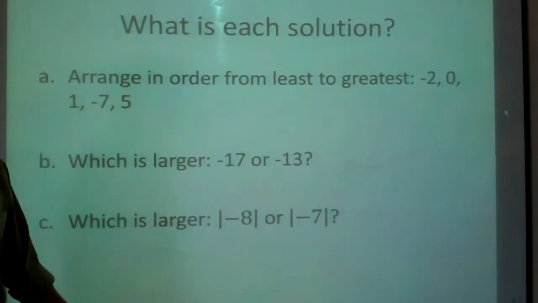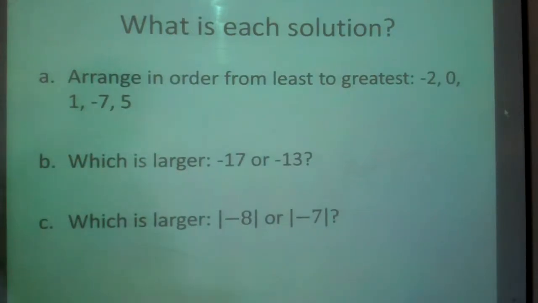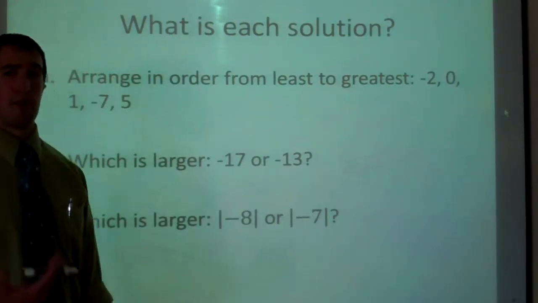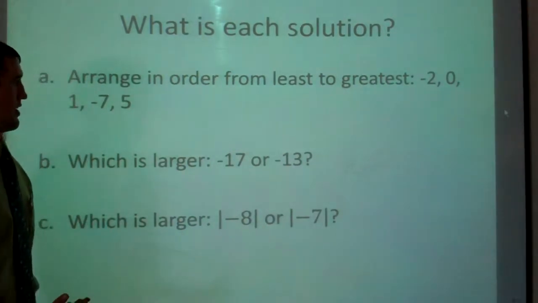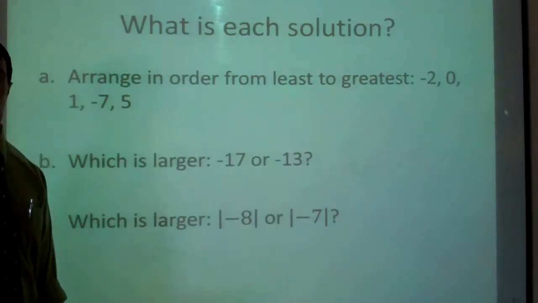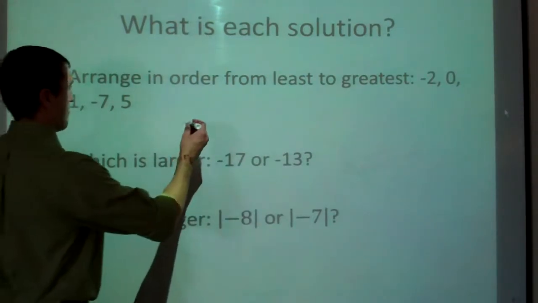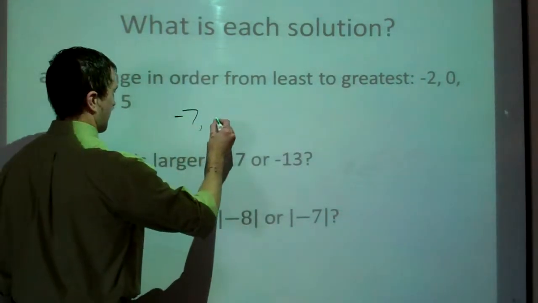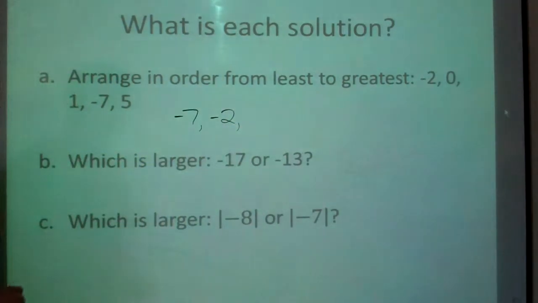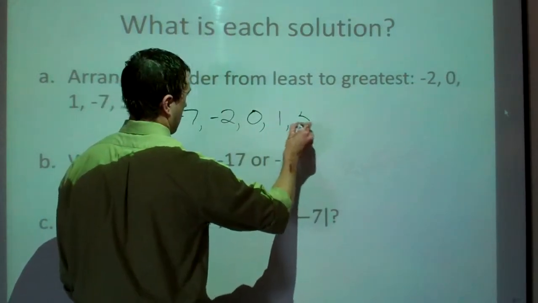A couple other examples here. Arrange in order from least to greatest. Well, I told the students to think about temperature. If it's negative 7 degrees out, is that colder than negative 2 degrees? Yes, it is. Negative 7 is colder. So, our lowest number here is negative 7. Negative 2 comes next. 0, 1, 5.